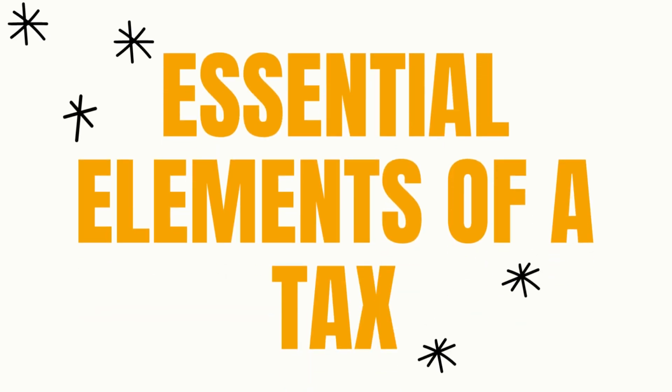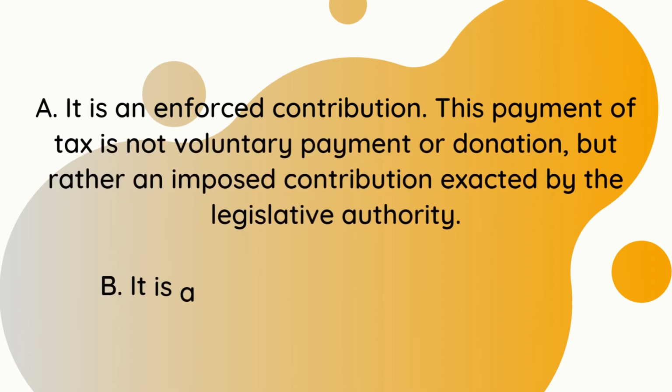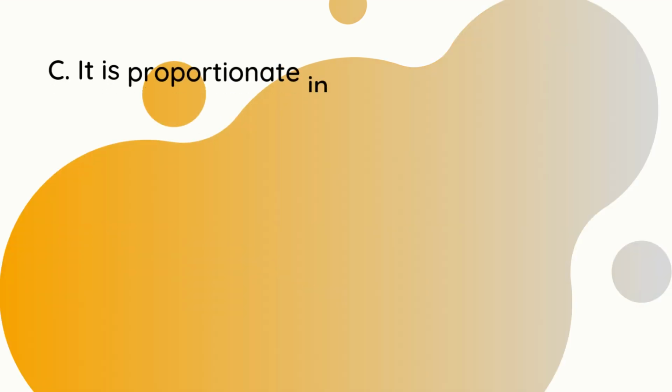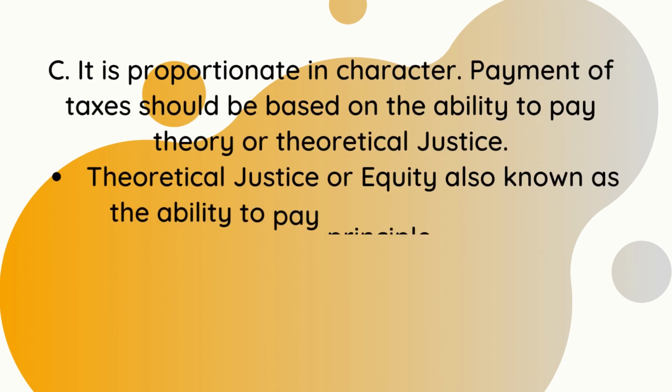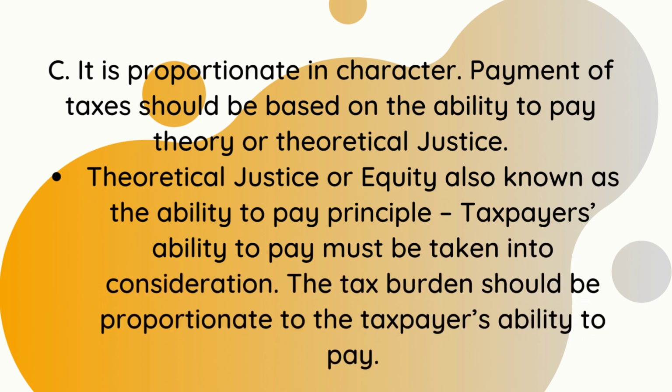Essential elements of a tax. First, it is an enforced contribution. This payment of tax is not voluntary payment or donation, but rather an imposed contribution exacted by the legislative authority. Second, it is a tax burden payable in money. Third, it is proportionate in character. Payment of taxes should be based on the ability to pay theory or theoretical justice.